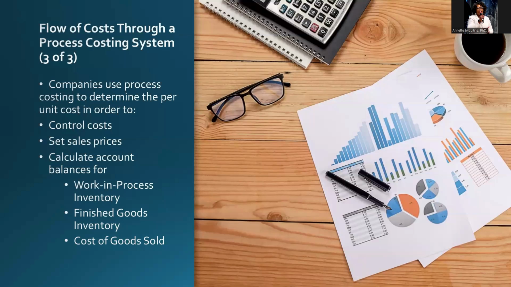Now, companies utilize process costing to calculate the cost per unit, which helps them manage expenses, set appropriate sales prices, and determine the account balances for work in process inventory, finished goods inventory, and cost of goods sold.